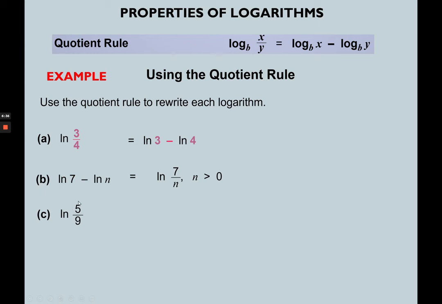How about ln of 5 over 9? Well, like letter A, we will just separate 5 and 9. Each has ln, and the operation in between them is minus. So you have ln of 5 minus ln of 9. Okay.